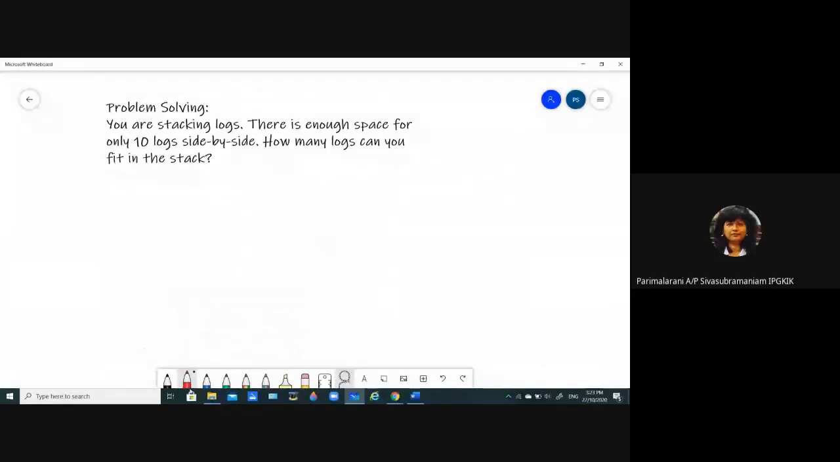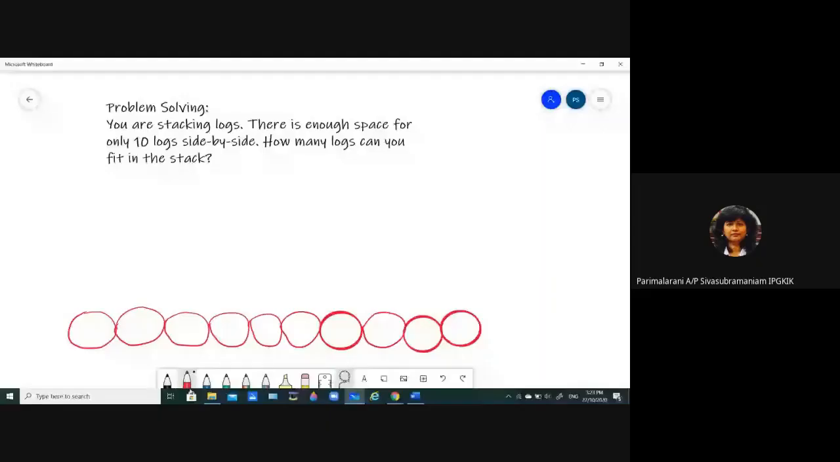Okay, you are stacking logs. There's enough space for only 10 logs. Let's just draw this out first. So this is one log, 2, 3, 5, 6, 7 logs. So you have arranged 10 logs side by side, and there is no more space. You cannot arrange any more logs after this.